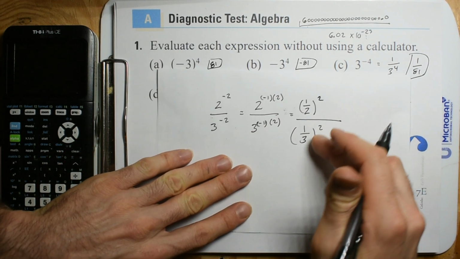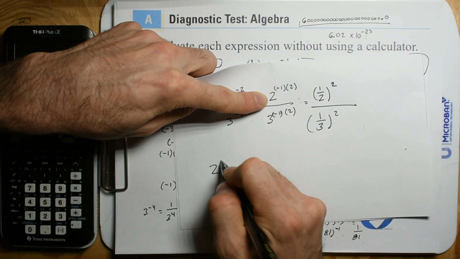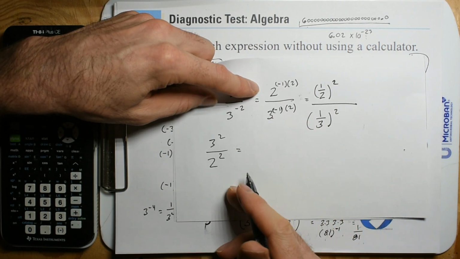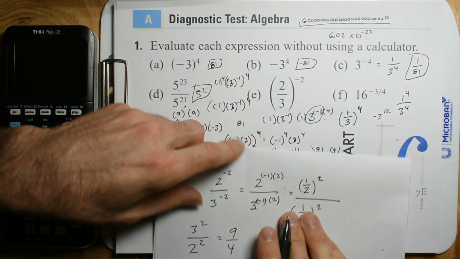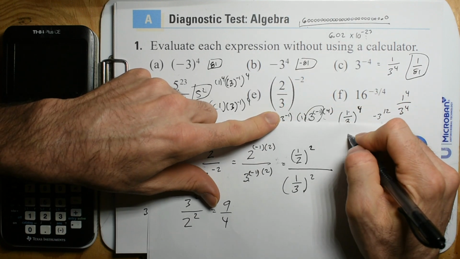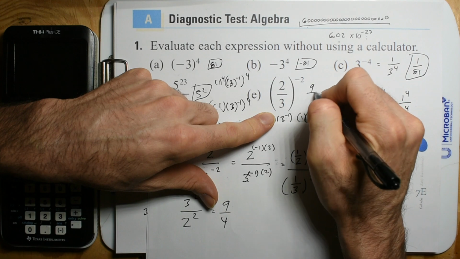So even doing it this way, no one's going to do it that way. You're just going to be like, 2 downstairs and we're going to square it, 3 upstairs and we're going to square it. And then we're going to have 9 divided by 4. So definitely just saying, oh, we're just going to invert that, we're going to have 3 halves and then square it. That's going to be 9/4. Get on with life.